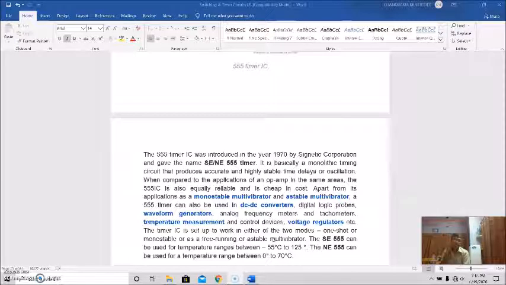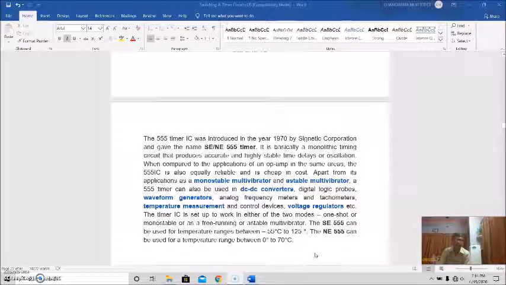This timer IC is set up to work in either of two modes: either as a one-shot or monostable, or as a free-running or astable multivibrator. The IC 555 can be used for temperature ranges between minus 55 degrees Celsius to 125 degrees Celsius, and any 555 can be used for a temperature range between 0 degrees to 70 degrees Celsius.